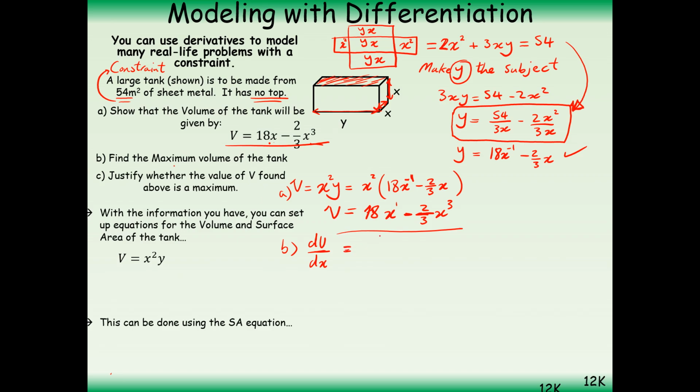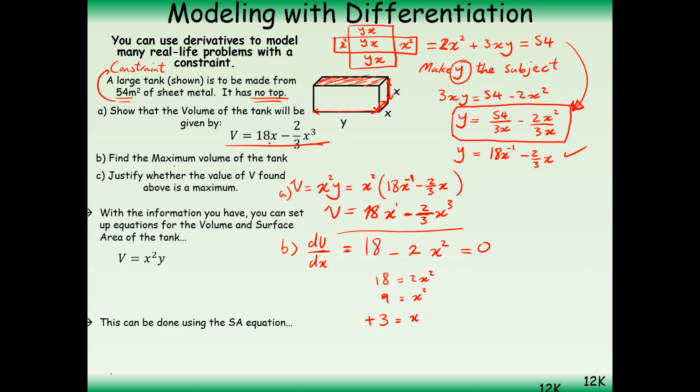So we will get 18 minus 3 times x squared, where the 3 is going to cancel out the 3 in the denominator. We're left with 18 minus 2x squared, and we set it equal to 0 and solve it. So 18 equals 2x squared, x squared is 9, and I'm going to take x to be positive 3. I'm discarding the square root of 9 being minus 3 because the dimensions of the tank cannot be negative.